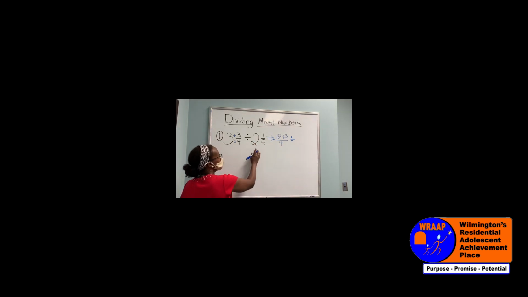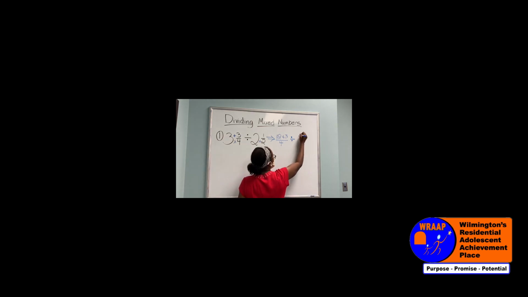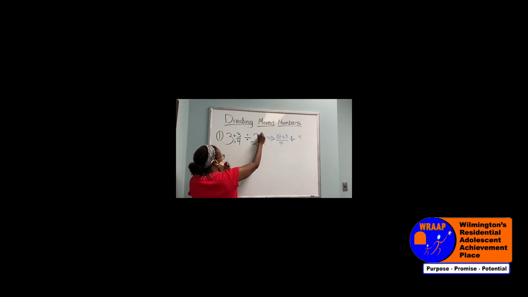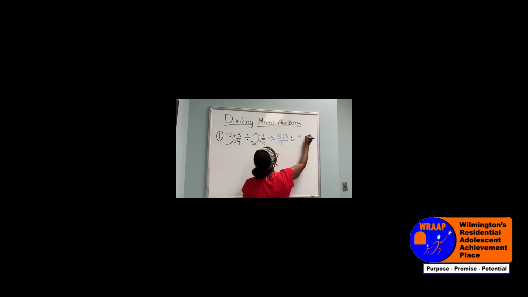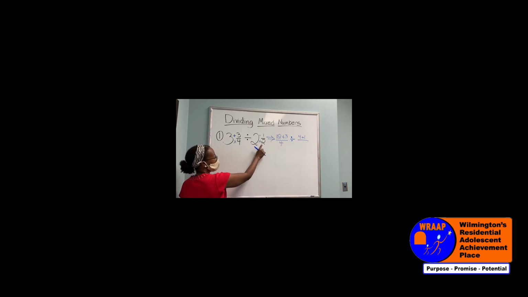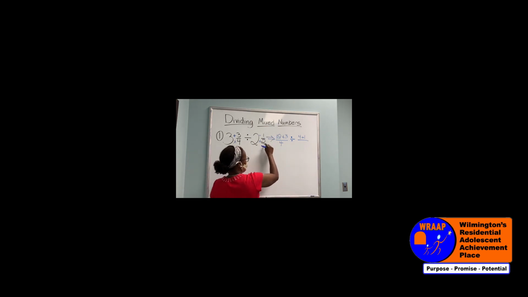Now let's do the same with the second mixed number, okay? So you remember the denominator times the whole number, which is going to be 2 times 2, which is 4. And then you add the number that's in the numerator, which is 1, okay? And you keep the denominator the same as with this part of the fraction, which is going to be a 2.